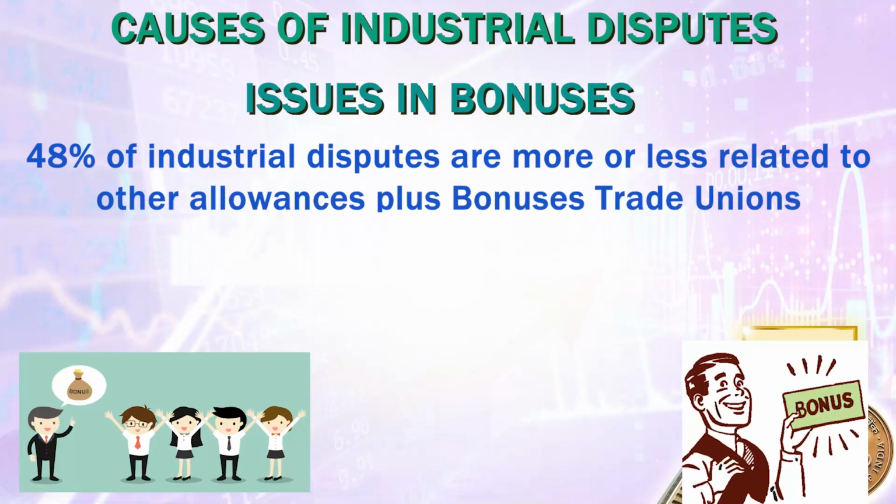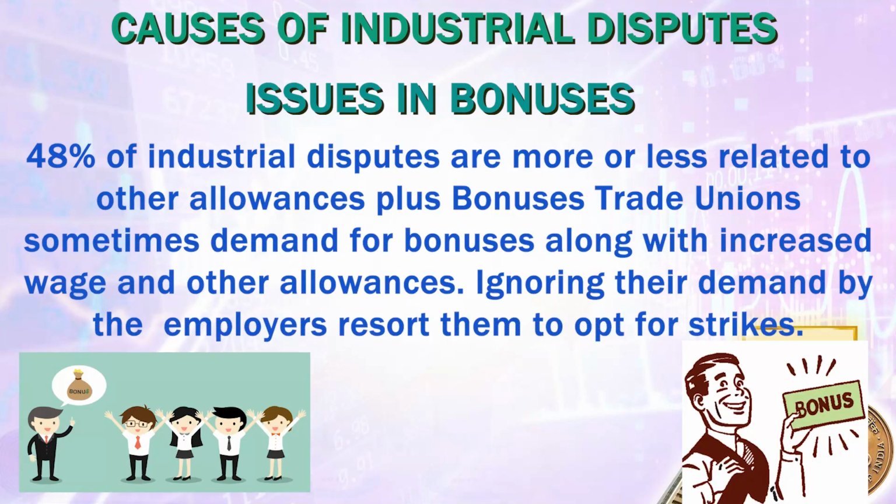48% of the total industrial disputes come from the issues of bonuses. Basically, the employees want to increase their bonus along with other allowances, but when the trade unions put their demand in front of the employers, it was not dealt with on humanitarian grounds. And what happens again here? There is violence and indiscipline, and this results in the fallout of peace and tranquility, and again the result is industrial dispute.